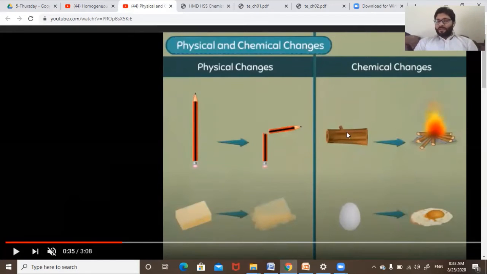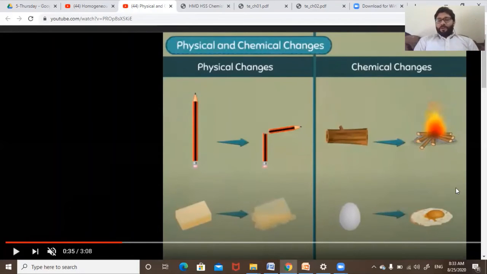While in chemical change, look, when we have a piece of wood, when it burns, at the end we are not going to get the wood again. We are going to get ashes at the end. We are getting something new, and we can't convert the ashes into wood again. So it is an irreversible process now. So this is known as a chemical change. We are getting something new at the end.